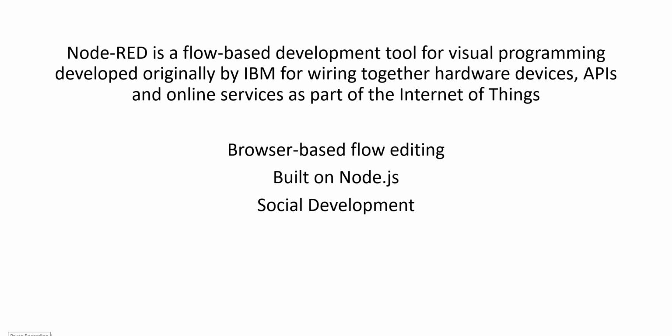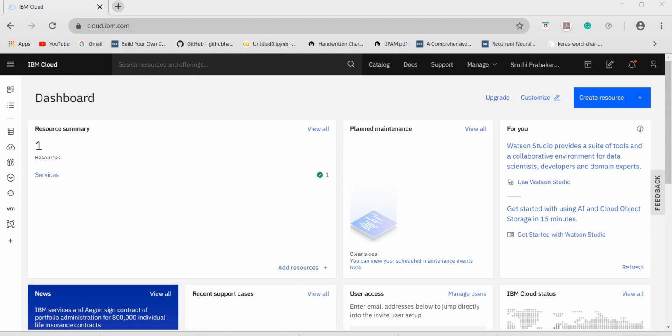It is very simple to use because of three major features. One, it is browser-based flow editing, meaning that you can edit your flows anywhere, anytime. Second, it is built on Node.js. And third, you can do social development, meaning that you can import and export the file anywhere you want. That is because whatever you create is stored in the form of a JSON file, which you can later export to other platforms. Let's get started guys.